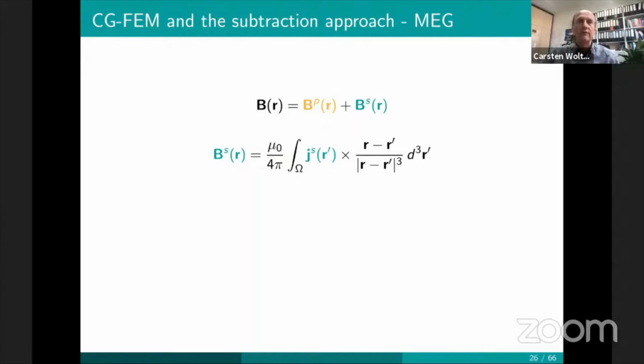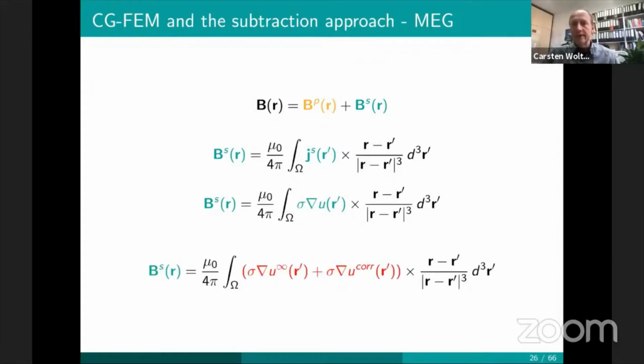And then we could go over to the MEG problem, where, let's say, this is just an analytical expression that we have to compute, and the secondary fluxes we have to integrate over sigma gradient of the electric potential that has been computed. So this is the next integration problem that we have. We have to integrate over sigma gradient U, and we have to do that for the infinity potential, the singularity potential and the correction potential.